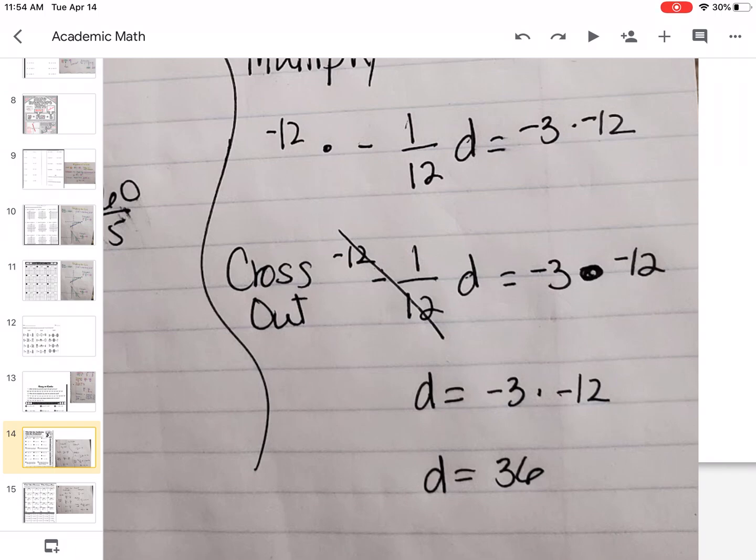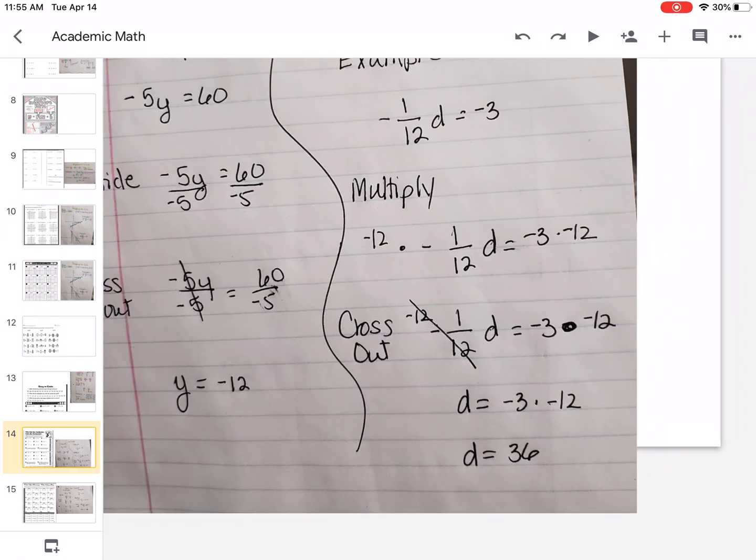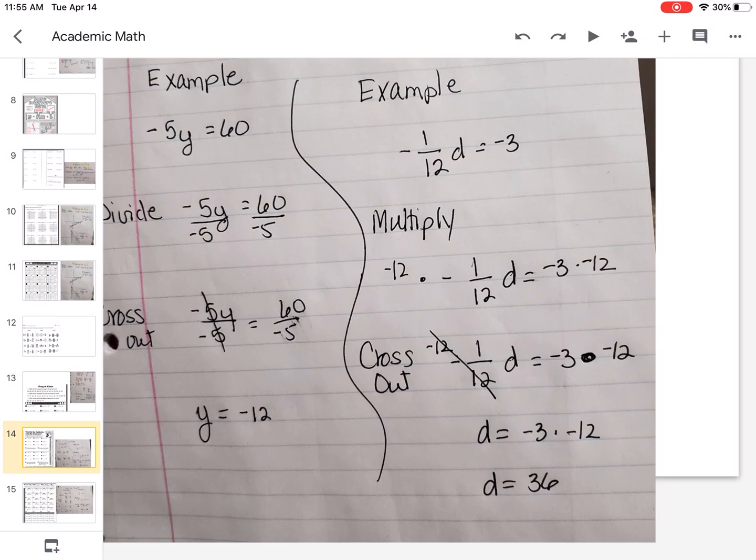Now I have just a 1, which is nothing. So I just have d equals negative 3 times negative 12. So d equals 36. Remember, with fractions, if it's on the bottom, you're going to multiply to get rid of it, so you put it on the top. If, for instance, the 12 was on the top, then you would have to divide both sides and put it on the bottom to get rid of it.